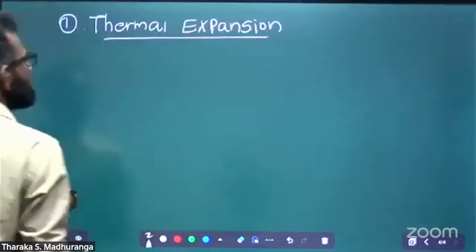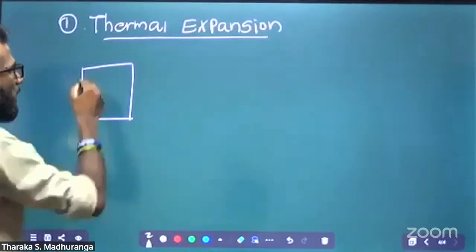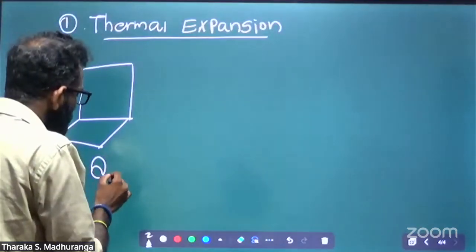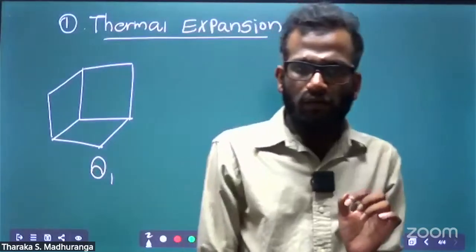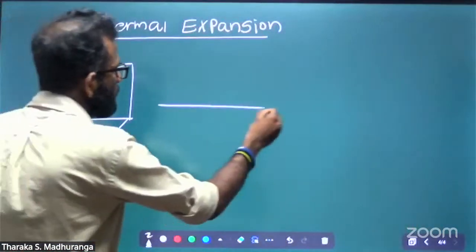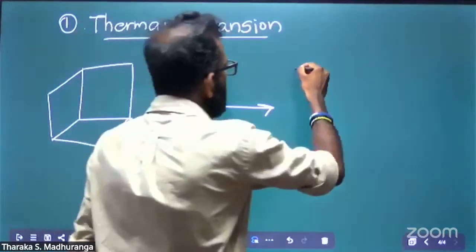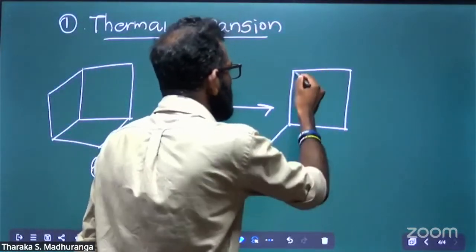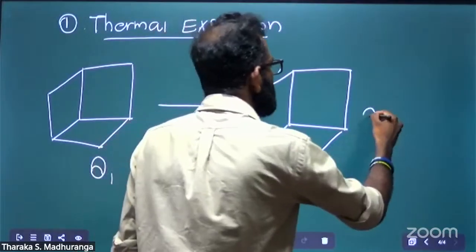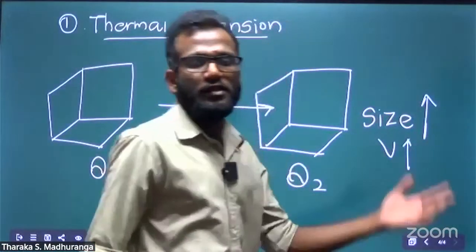Thermal expansion means, think this is the original shape of the object. Now it is theta 1, the original room temperature. This is the original dimensions, the size. When we increase the temperature, its dimension changes. That means the size changes. That we call thermal expansion. When we increase the temperature of any matter, its dimension changes. That's theta 2 Celsius. Its size increases, the volume increases. That we call thermal expansion.